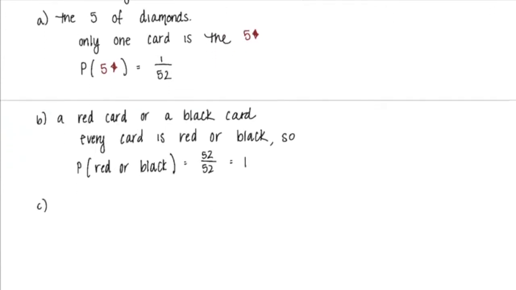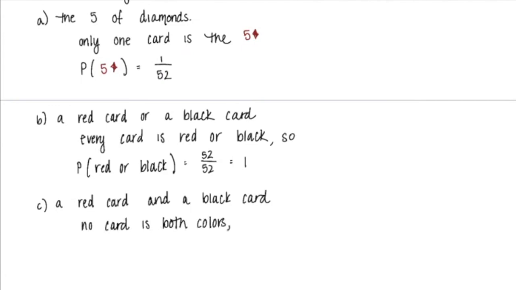If we change one word slightly, though, and say a red card and a black card, we have a single draw and we need that card to be both of these. That's physically impossible. So no card is both colors. So the probability of drawing a red and a black card in a single draw is 0 out of 52, or no chance it's going to happen.